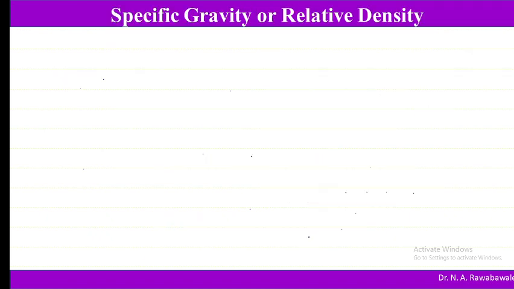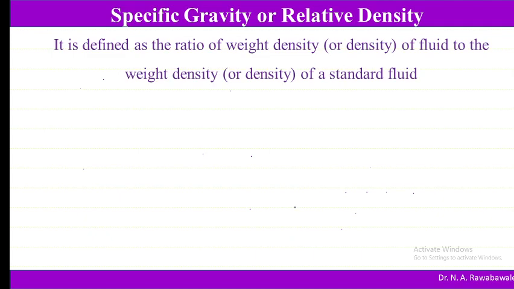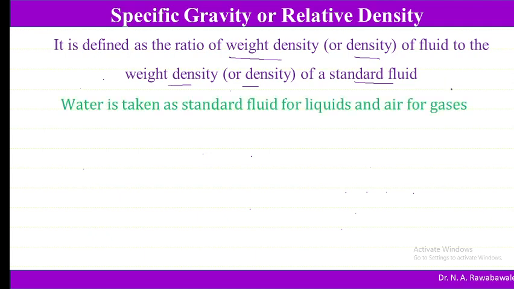Then specific gravity. What is specific gravity? Specific gravity is defined as the ratio of density or weight density of a fluid to the density or weight density of a standard fluid. What is a standard fluid? For liquids, water is taken as the standard fluid, and for gases, air is taken as the standard fluid.